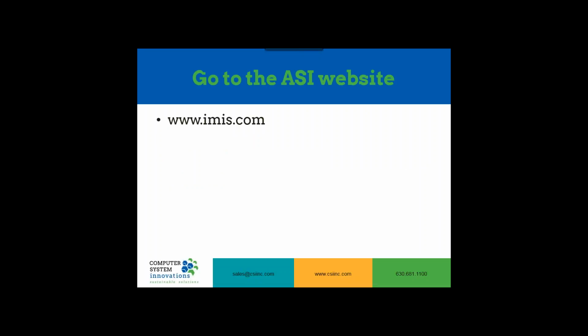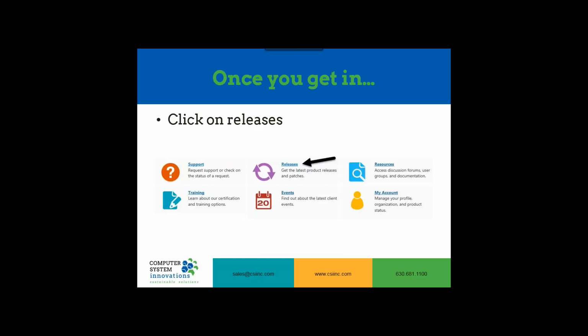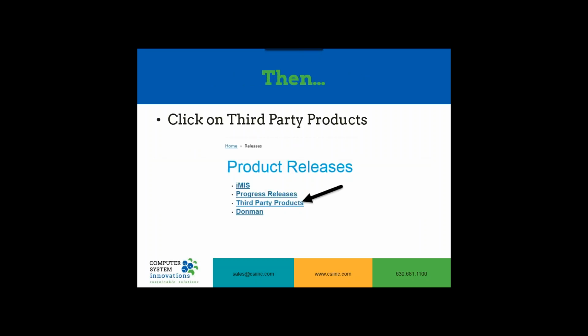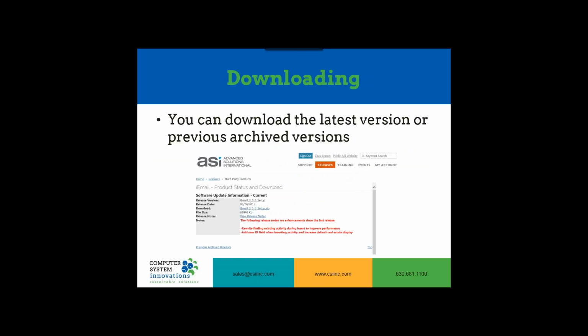We have a partnership with ASI. They are the distributor of iEmail. So you go to imus.com, you click on Releases, and enter your credentials. Or you can enter your credentials first and then click on Releases. Your choice. Get into Releases. Go down to Third-Party Products. Click on iEmail. And there you can see the latest version or go to the previous archive releases.